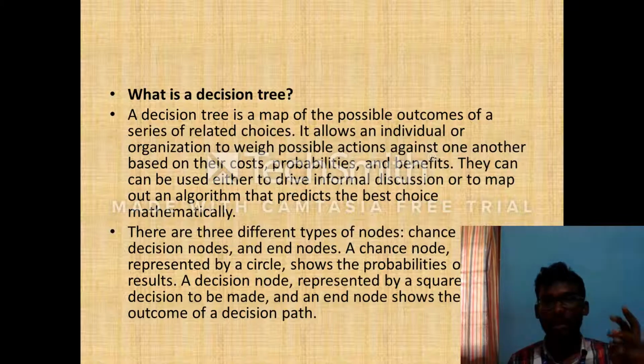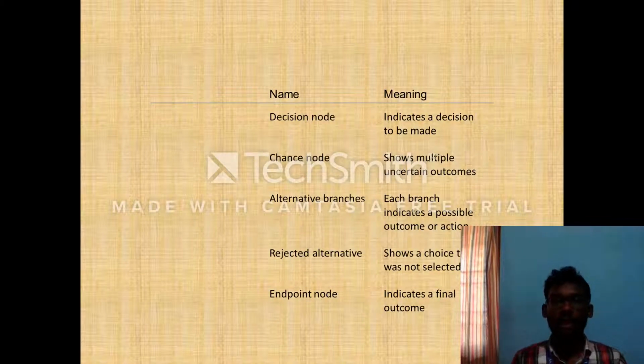One is the chance node, then the decision node, and the end node. The chance node is represented by a circle and shows the possibility of certain results. The decision node is represented by a square, which shows a decision we have to make, and the end node shows the final outcomes of the decision path we are going to make.